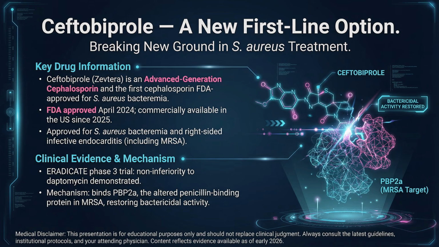Its mechanism is key. It effectively binds to PBP2a, the altered penicillin-binding protein in MRSA, which restores the bactericidal activity that other beta-lactams lose. The pivotal ERADICATE Phase 3 trial demonstrated its non-inferiority to Daptomycin, making it the first new agent approved for this indication in over 15 years.